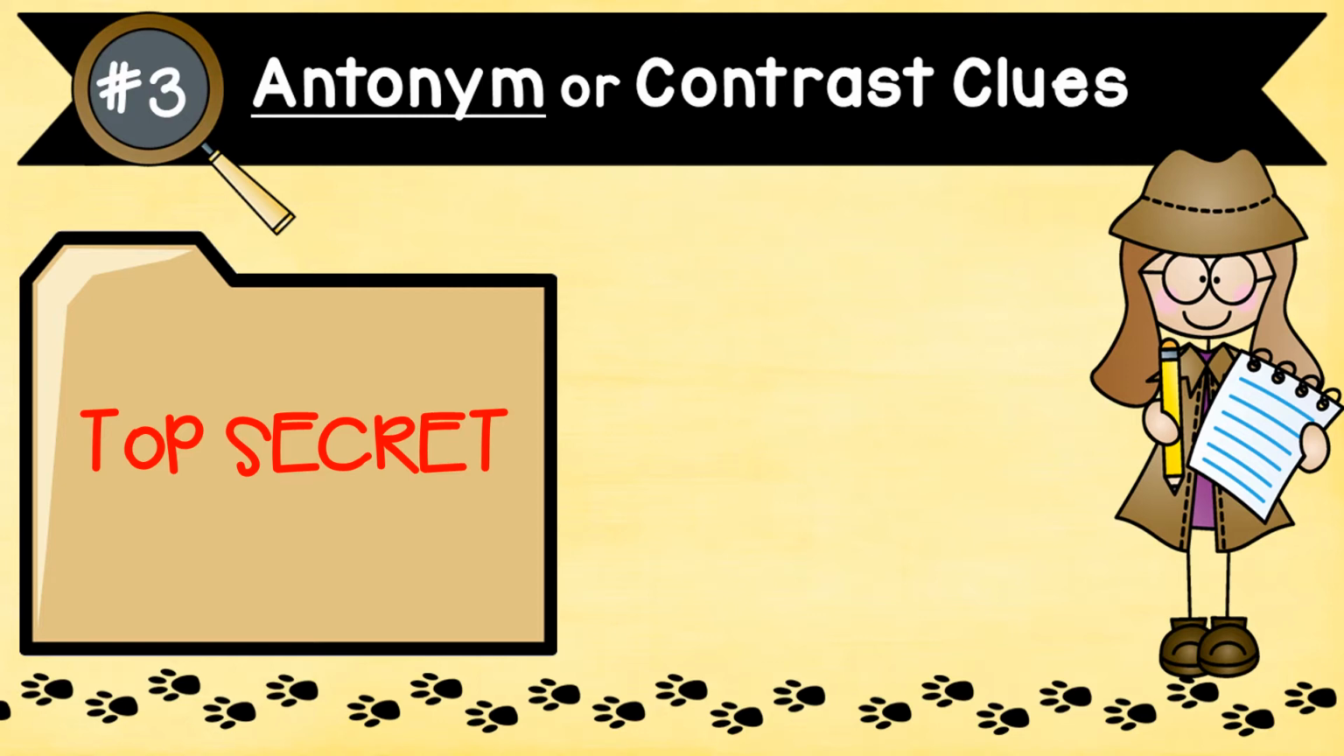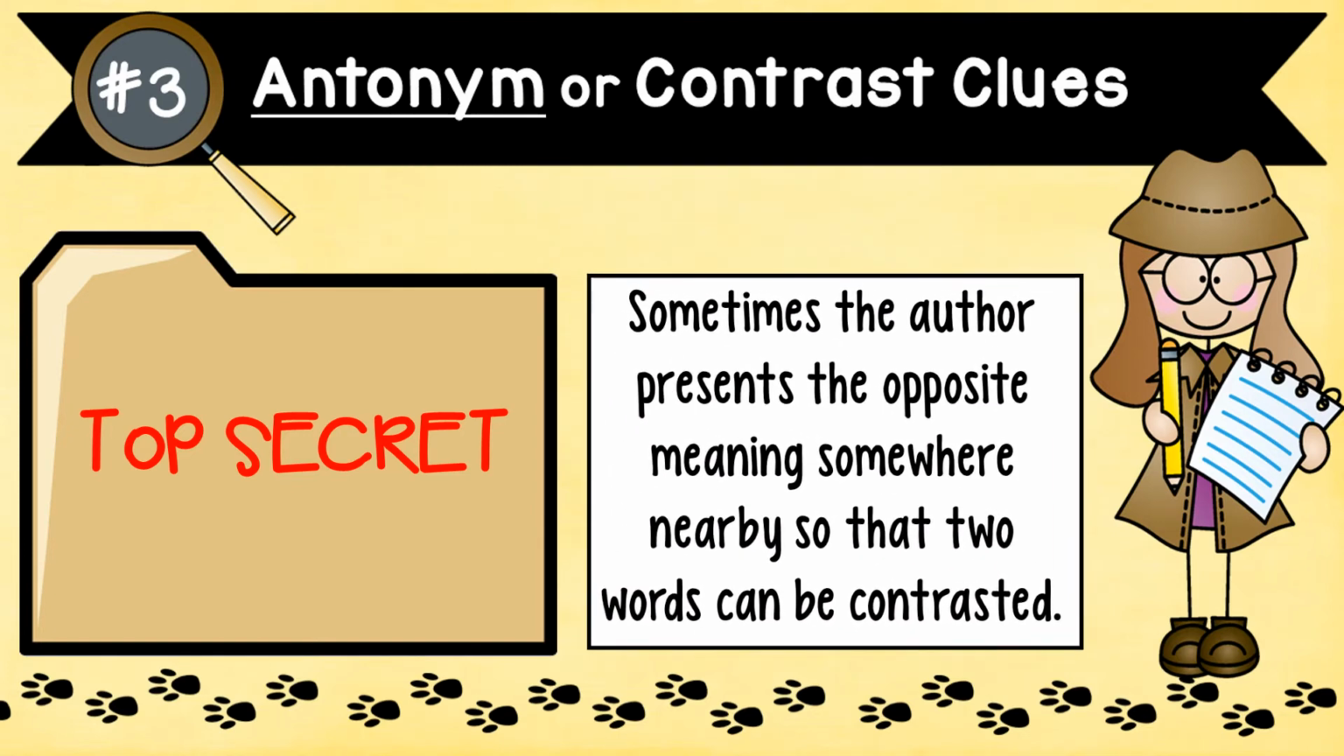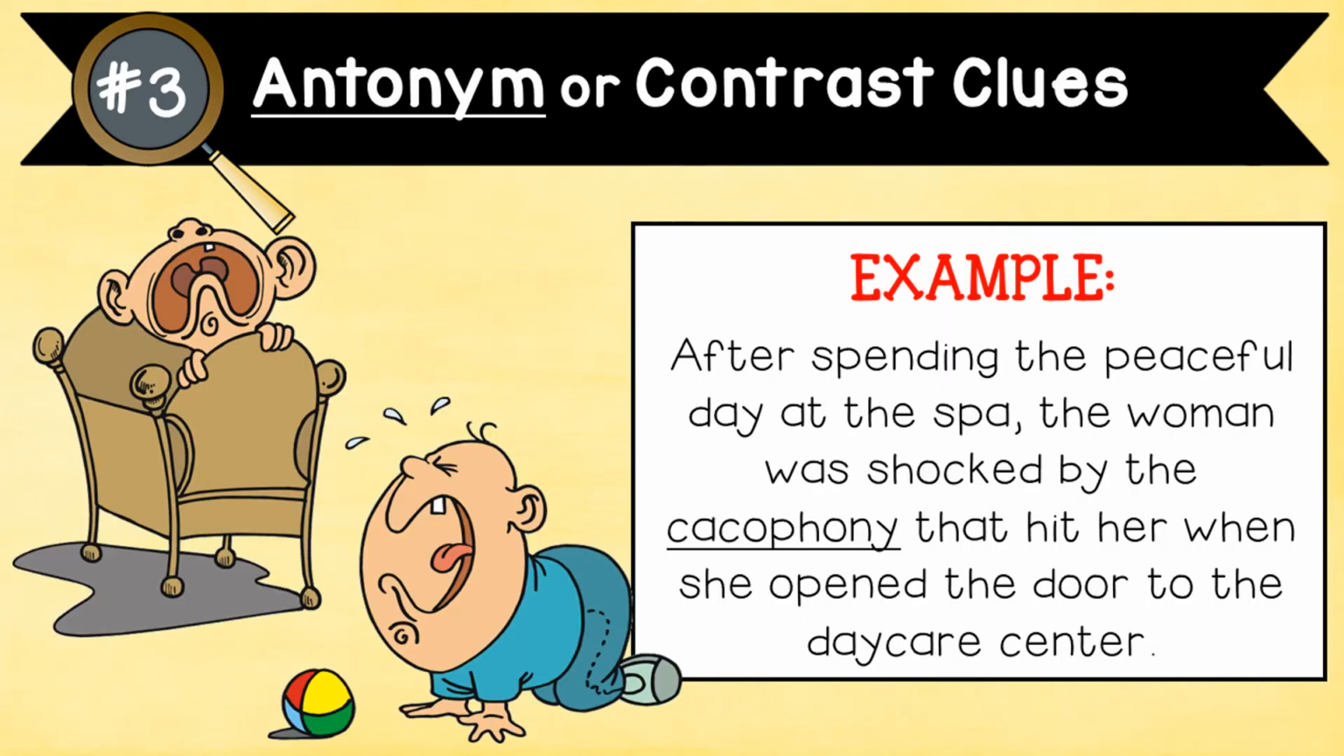Another way is by using an antonym or a contrast clue. Sometimes the author presents the opposite meaning somewhere nearby so that 2 words can be contrasted. An example of this is, after spending the peaceful day at the spa, the woman was shocked by the cacophony that hit her when she opened the door to the daycare center. So here you'll see that she says a peaceful day at the spa, and then she's shocked by the cacophony. That is the opposite meaning. One is peaceful and one is shrill and disturbing.